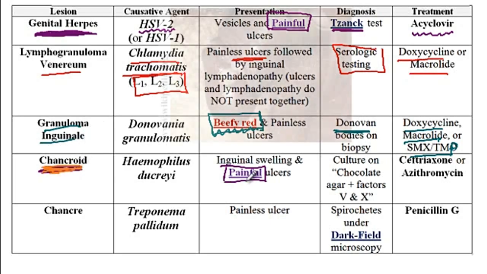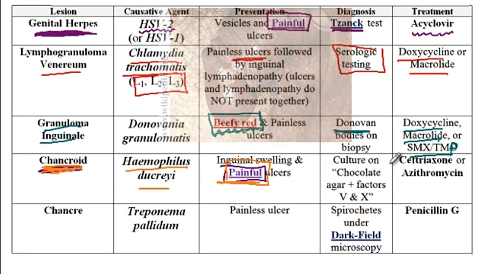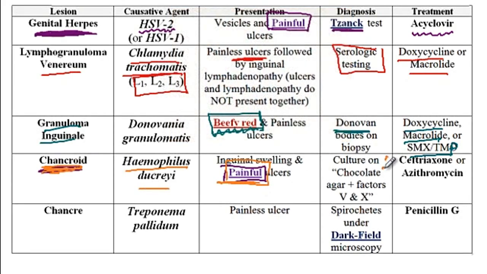Chancroid is another painful ulcer, just like genital herpes. This is also painful, and it is caused by Haemophilus ducreyi. For the diagnosis, you will have to use chocolate agar in addition to factors 5 and 10.